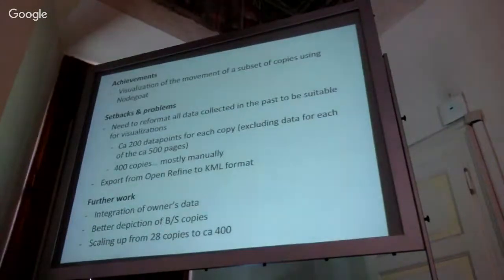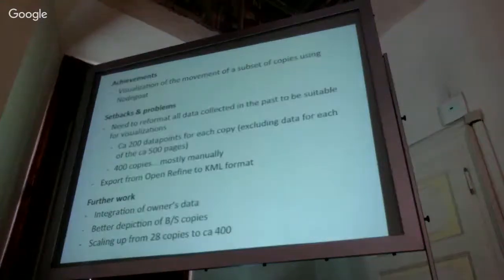Therefore, I had to scale down the number of copies I used from around 400 to some 30 copies, and this will be a major task for the future server to figure out how to deal with it more efficiently or in more economic ways, because I have around 200 data points for each copy, excluding the individual information about every single page in the copy, which is the additional 500 data points. And I've got 400 copies, and most of this has to be done manually. It's difficult to train and teach a research assistant. So as you can imagine, there will be lots of typing on my side in the future.